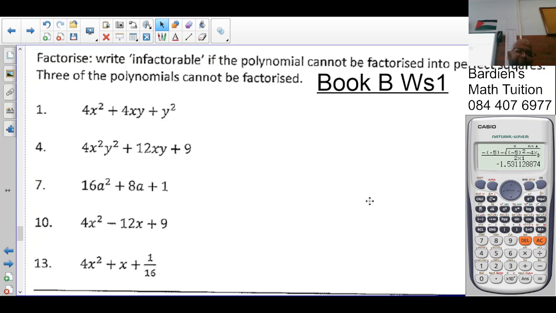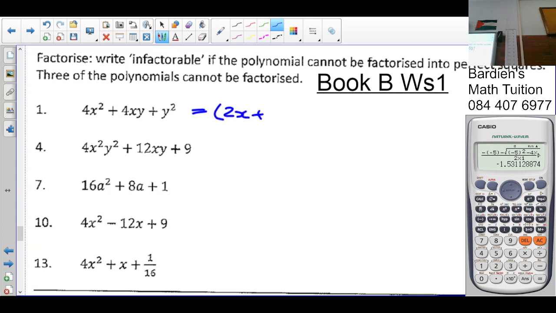Yes, sir. Listen. Okay. What's the square root of 4x squared? 2x. What's the square root of 1 over 16? 1 over 4. And there you go. When you multiply, I'll do that on the board now. You should answer all five. Right, here we go.